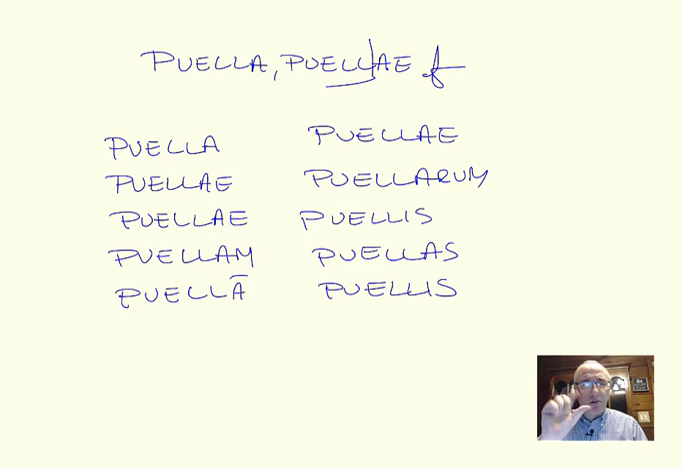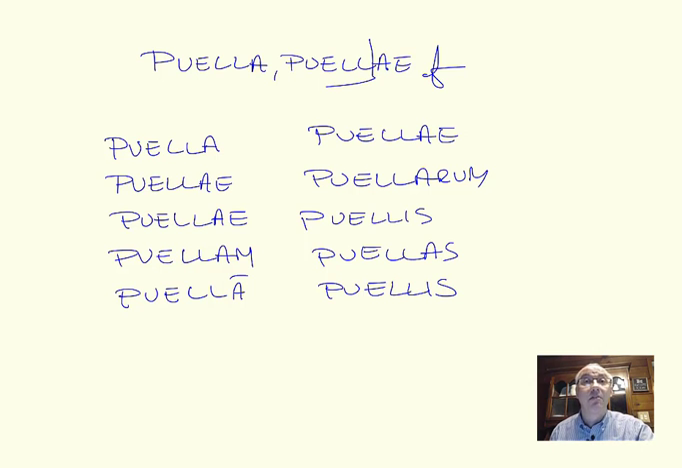I recommend, and as much as I can insist, that you go through every single noun in chapter 2 and decline it. And by decline it, I mean put all of the endings on it. And then pick one word as your paradigm and memorize the heck out of it so you can say it in your sleep. Puella, puellae, puellae, puellam, puella, puellae, puellarum, puellis, puellas, puellis.